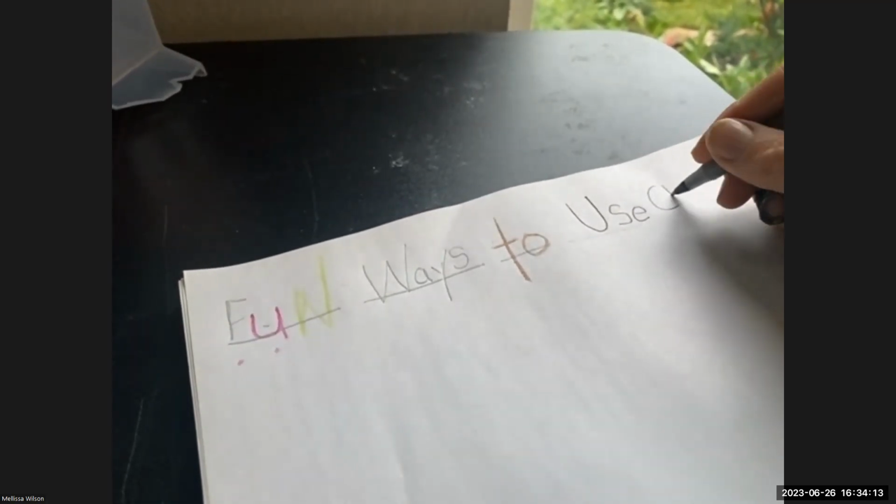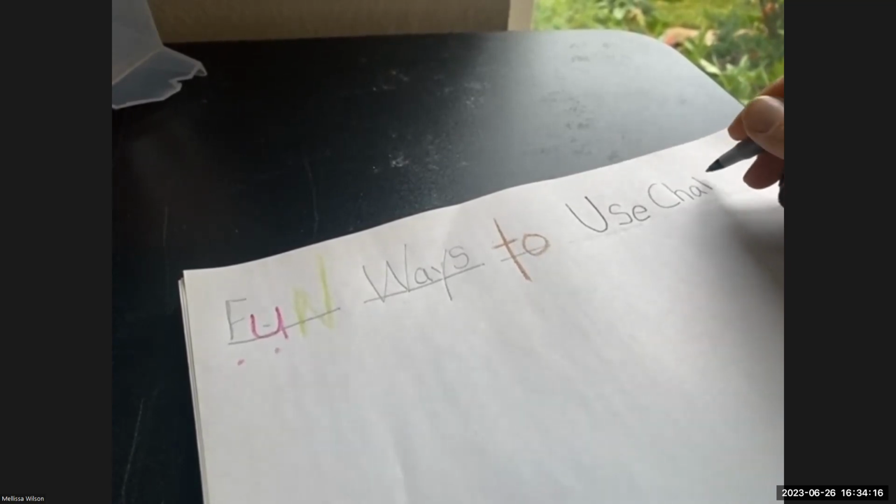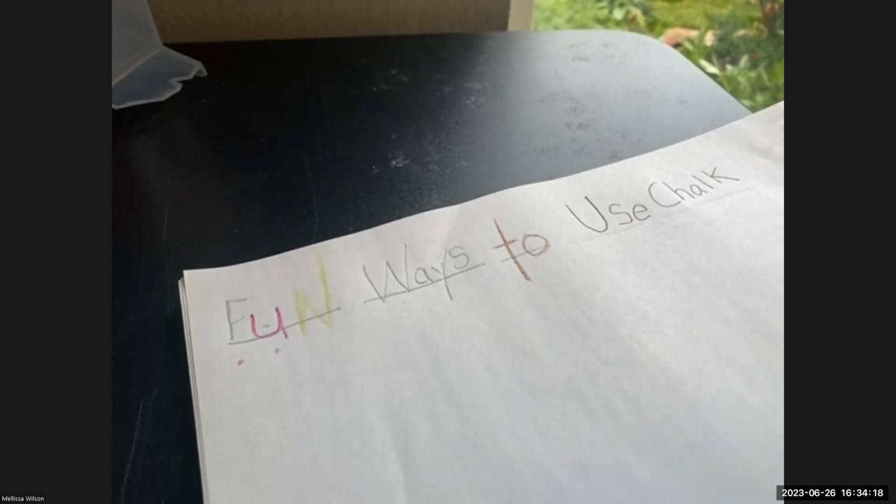I'm going to write the word use. U. Yes, that's the U, but in unicycle, not like umbrella. The U, as we hear in unicycle. Fun ways to use. S, and then an E we don't hear. Fun ways to use chalk. Okay, I'm going to finish that there. All right. Fun ways to use chalk.